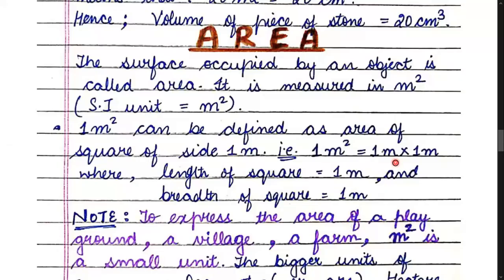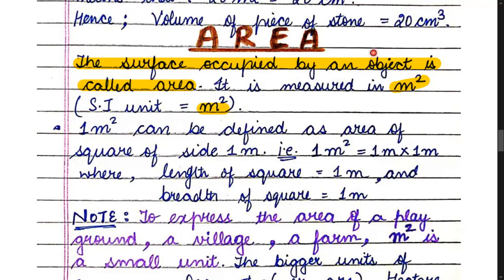Now children, let us study about area. So what is area? The surface occupied by an object is called area, and its SI unit is square meter, or we can write it as meter raised to power 2, and it is read as meter square.